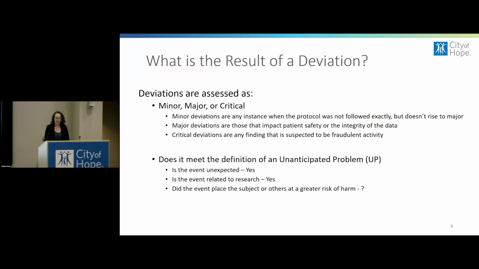And so when there's some kind of deviation from that, it is by definition related to research. So ultimately, the question becomes, did it affect patient safety or data integrity in such a way that would place the patient or the study at a greater risk of harm? And it comes back to that same question that's being assessed when majors are assessed by the DSMC.